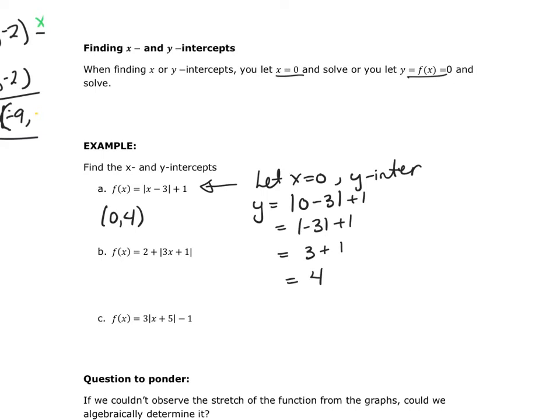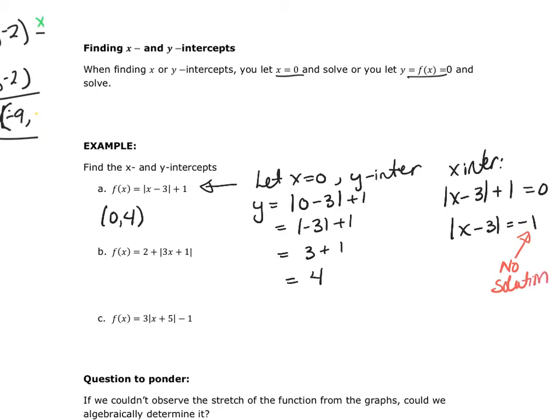Now let's do the x-intercept. So to do the x-intercept, we have the absolute value of x minus 3 plus 1 is equal to 0. The absolute value of x minus 3 is equal to negative 1. And we just talked about how this is a no solution, because you can't have an absolute value equal a negative number. So that tells us there are no x-intercepts.